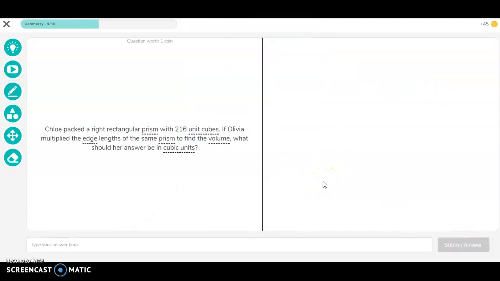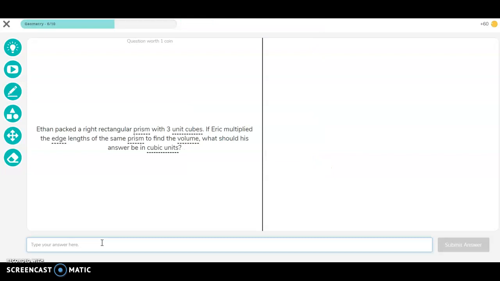All right. Chloe packed the rectangular prism with 216 unit cubes, meaning 216 one by one cubes. If Olivia multiplied the edge lengths of the same prism to find the volume, what should her answer be in cubic units? So all you have to do is just type it out. I believe it's just 216. It's trying to be a trick question for you. The reason that was a trick question is because they tried to say 216 unit cubes. That's the same thing as cubic units, so they're just making it tricky for you.